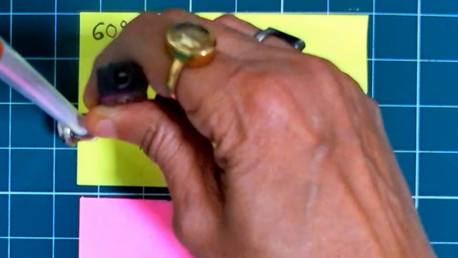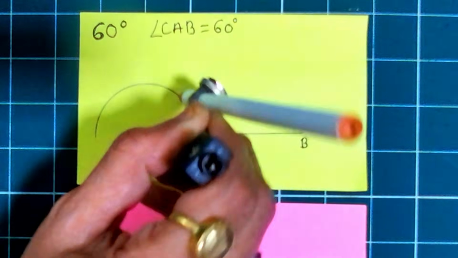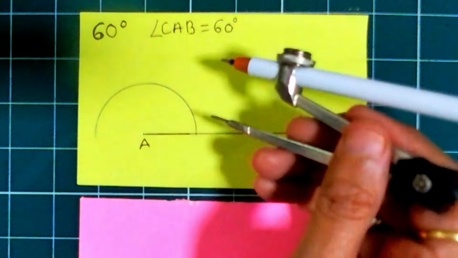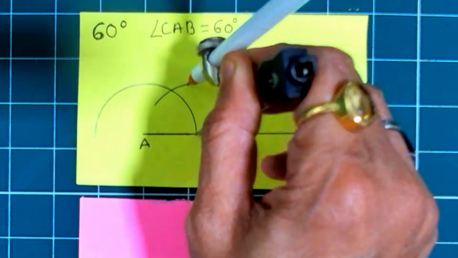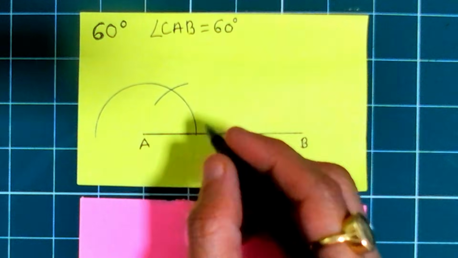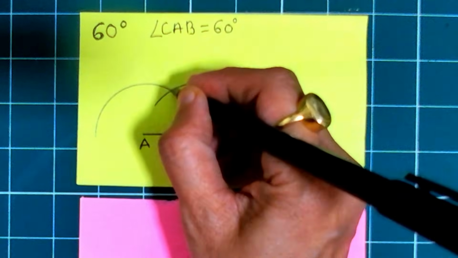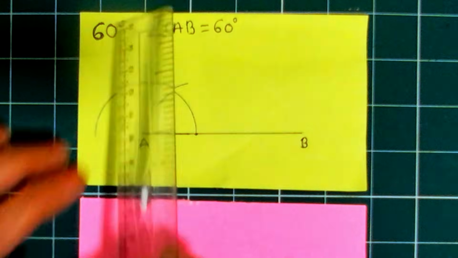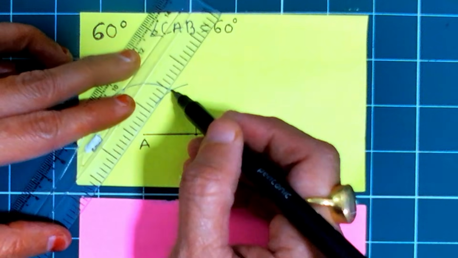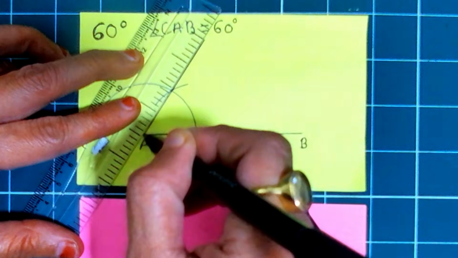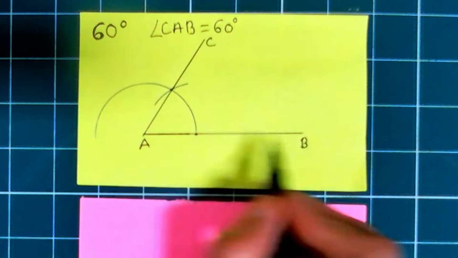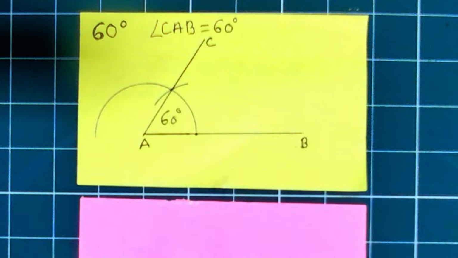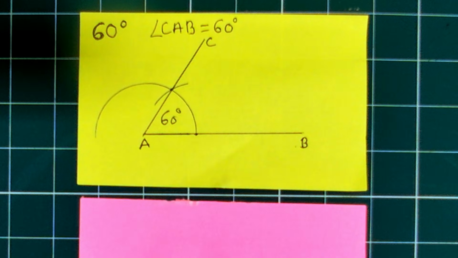Taking A as a center, draw a semicircle. This is 0 degree. Without changing the radius, put at the point, cut an arc. Now, let me make it very clear. This is explanatory. This is 0 degree and this is 60. Take the scale and make an angle 60 degree. So your angle CAB is 60 degree. I hope this is clear, students.